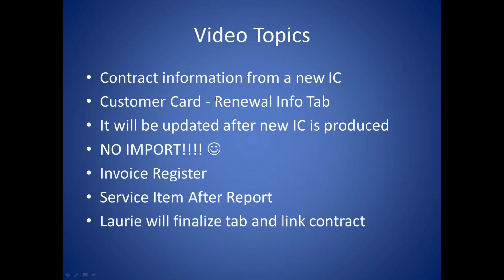Okay, and again, this is really all about after we run an IC, or an initial contract for a new customer, how we're going to record the contract information on the customer card. And we're going to put that on the Renewal Info tab, which sits on the customer card. Now, this process is going to be done or updated after a new IC is produced. So probably the following day or maybe the same day, we'll work out something.